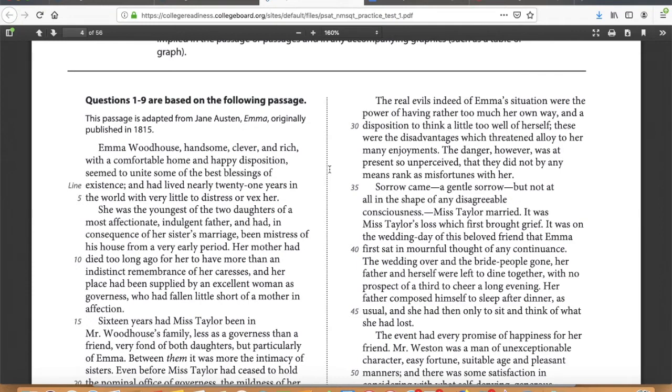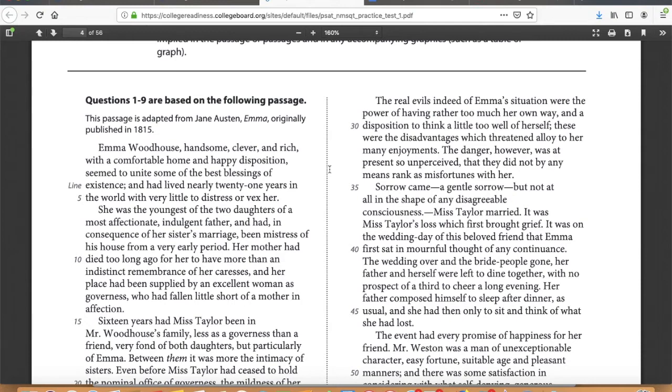Now it says who had fallen little short of a mother in affection. What does that mean, Caden? That she was not the same as a mother figure in the house. She didn't give the same care. No, but notice that it says she had fallen little short of a mother in affection. So she was very similar. Yeah, she's almost as affectionate as a mother.